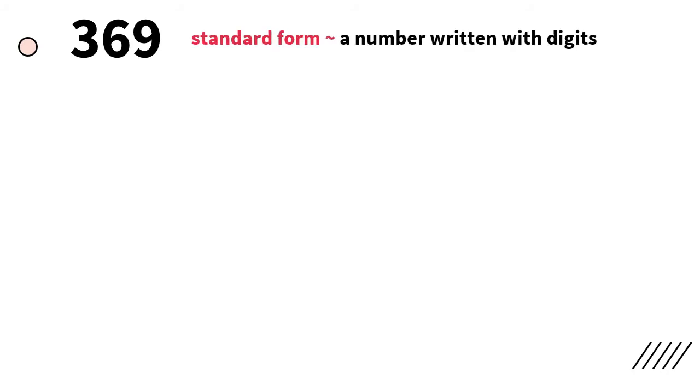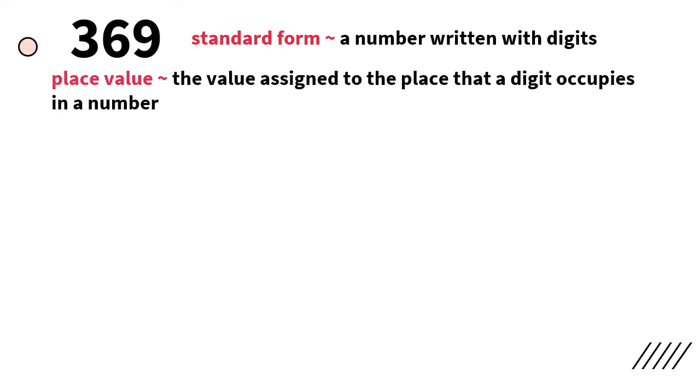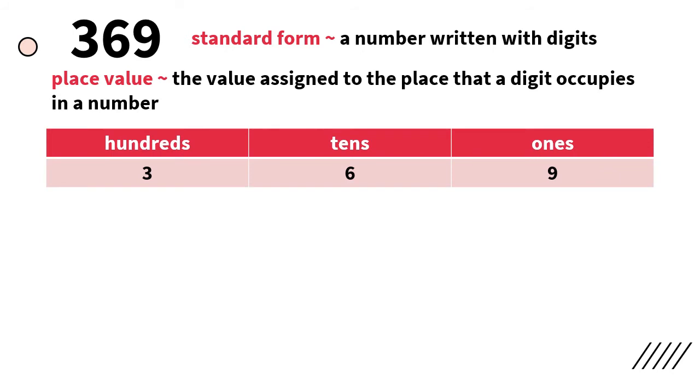Let's take a look at this with some new vocabulary. If I have the number 369, we say that that is written in standard form. That's a number written with digits. Now, place value means the value assigned to the place that a digit occupies in a number. Well, that's a really long way to say exactly what we've been doing. We take our 369 and we place it in our place value chart. 3 in the hundreds column, 6 in the tens column, and 9 in the ones column.